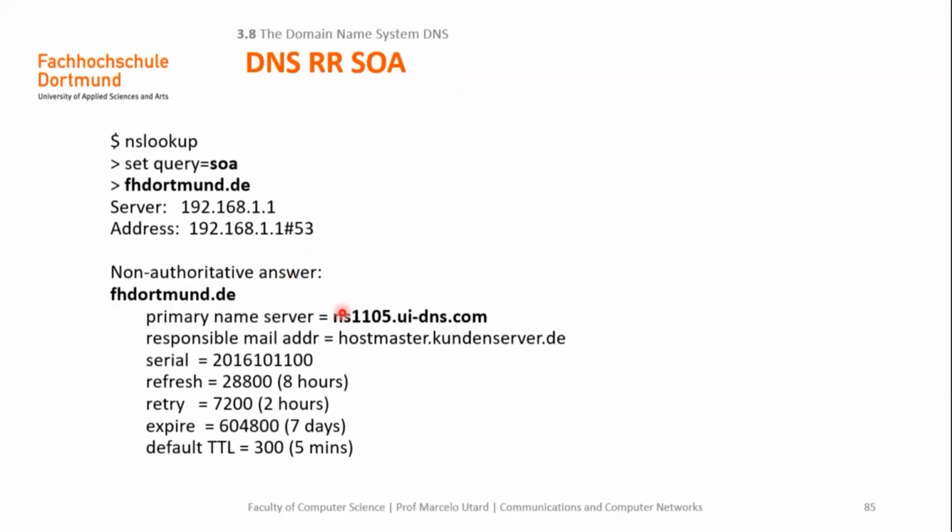The name server that is configured in the primary name server field of the start of authority record. This is, for instance, the mail address of the person responsible for the administration of this zone. And in order to understand the mail address, you need to replace the first dot with an at sign. Then you need to write a mail to hostmaster@condenserver.de.